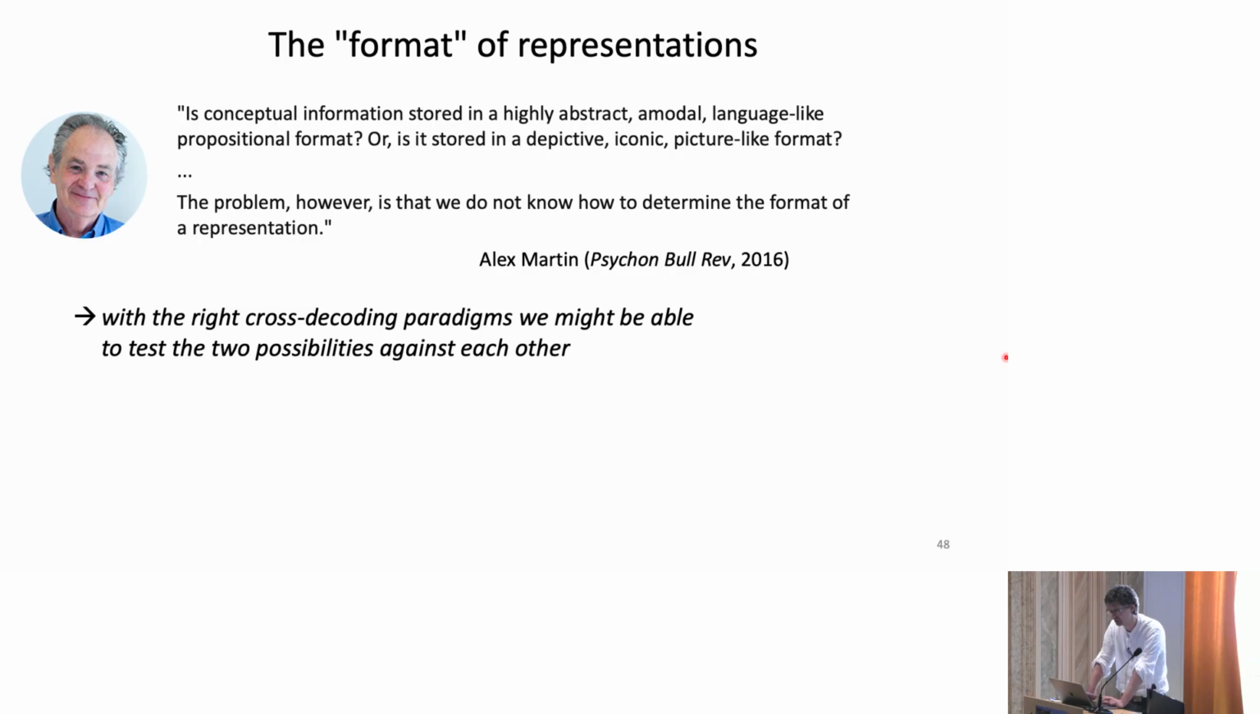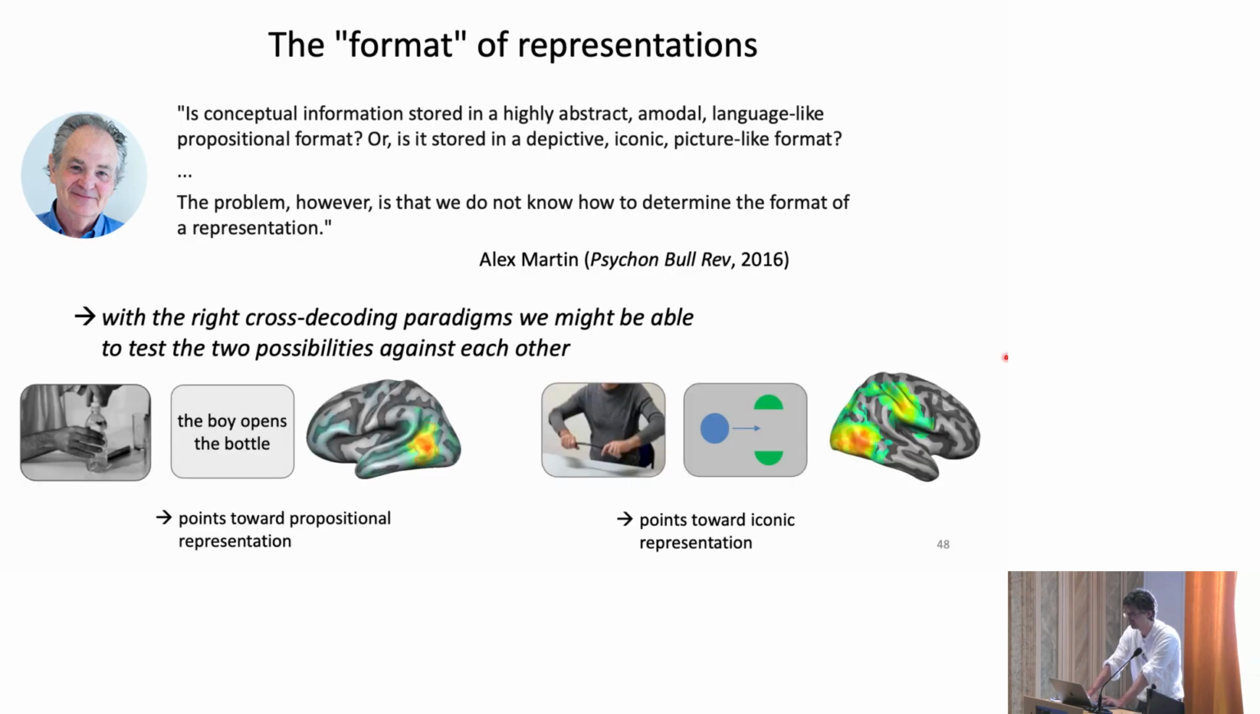So here I would like to argue that cross-decoding might actually offer an account to address this question. And in the case of action representation, perhaps both types of representation might exist. So a conceptual, perhaps more propositional representation in the left LOTC, and a structural, more iconic representation that is more distributed in bilateral LOTC and IPL.